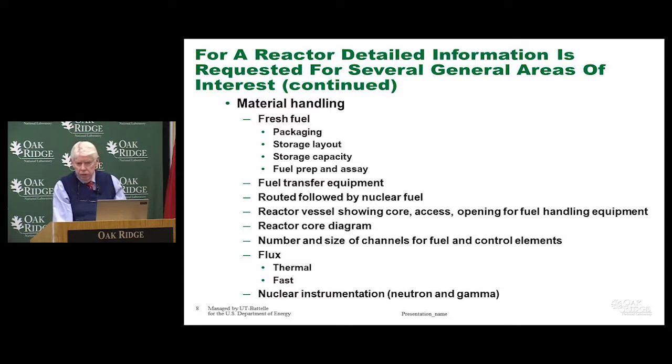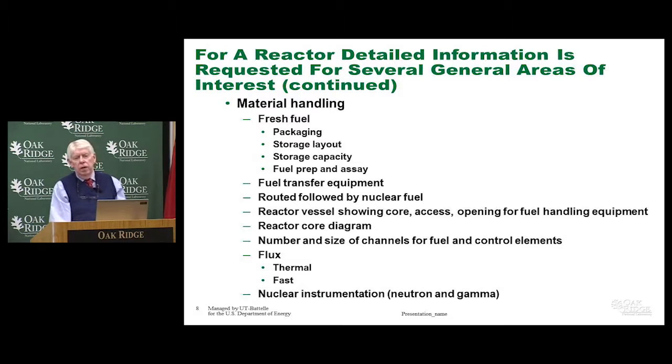All this is in the fuel transfer process, and it's important to know this to see what the ease of material movement might be should someone desire to take the fuel. What is the route followed by the fuel? Obviously, as I said, it comes into the facility either by truck or rail. It's unloaded. It's put in some sort of a building of some place.